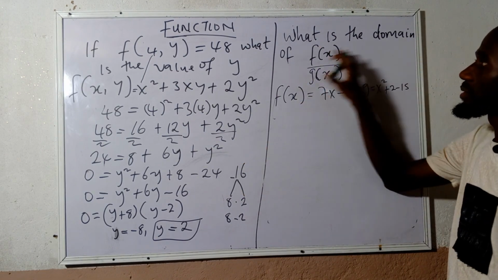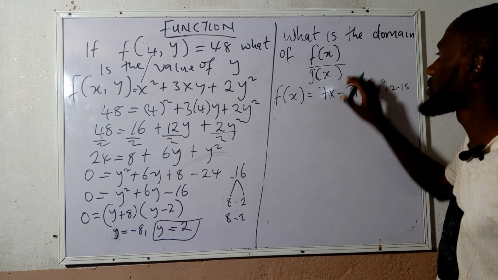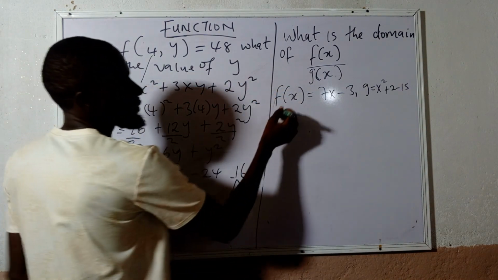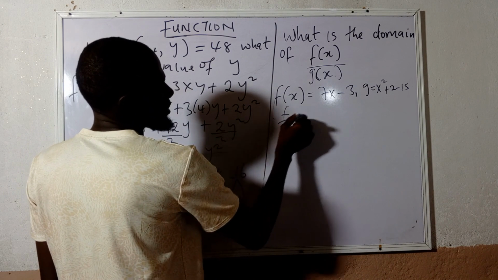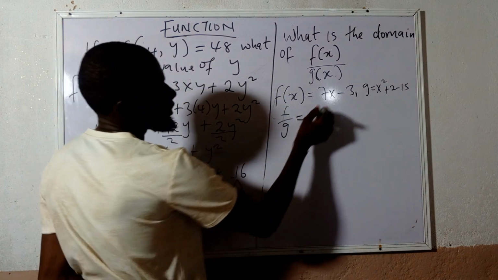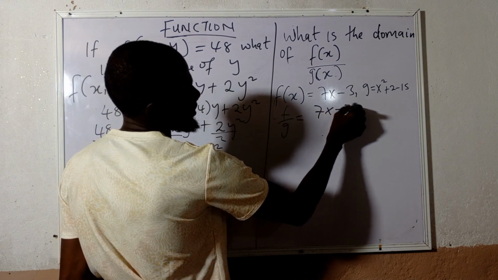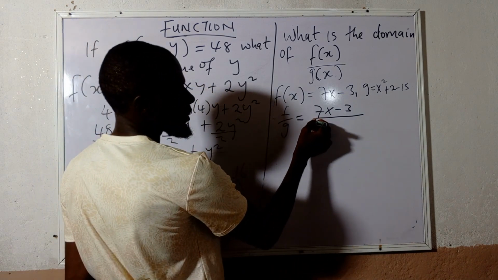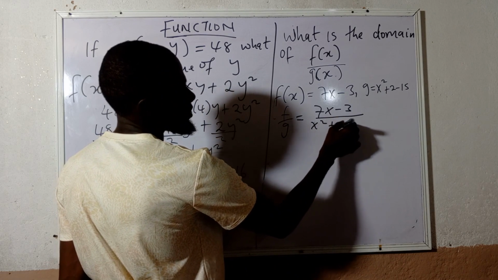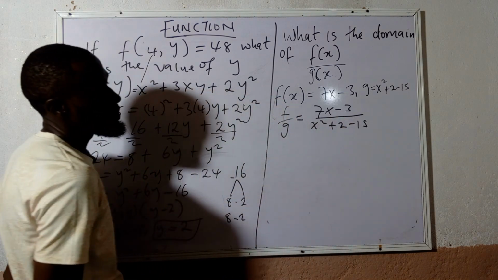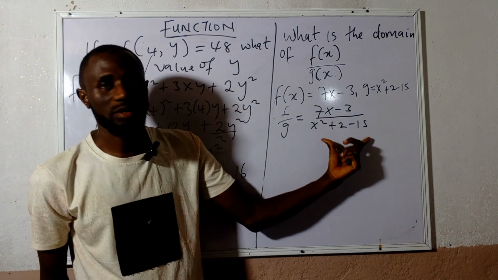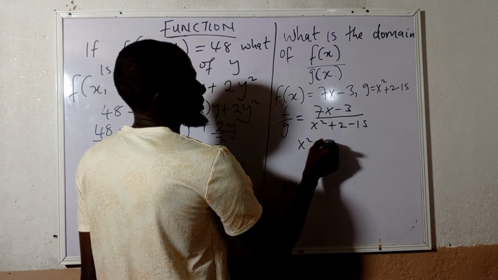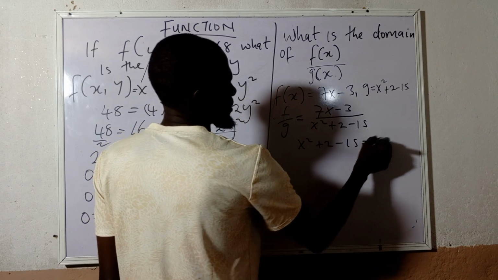It says, what is the domain of f of x over g of x? To find the domain of this function, we have f over g is equal to 7x minus 3 all over x squared plus 2x minus 15. Since we resolve into the solution of a quadratic equation here, therefore x squared plus 2x minus 15 is not equal to 0.